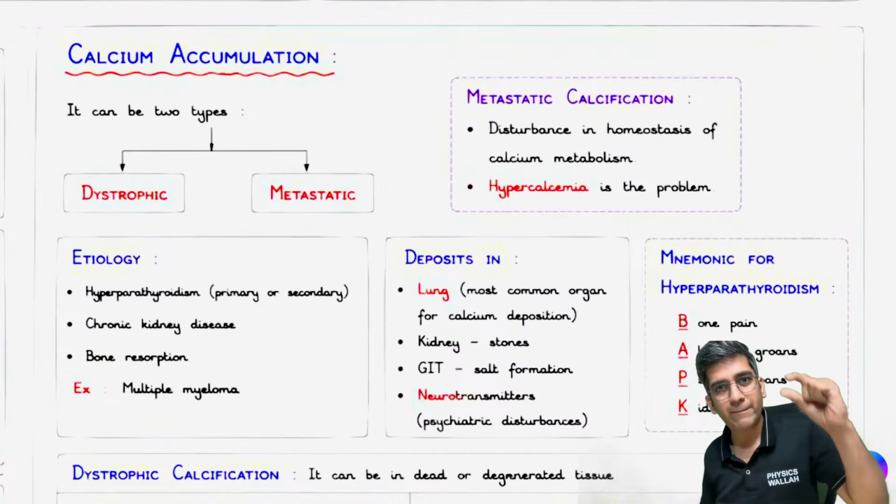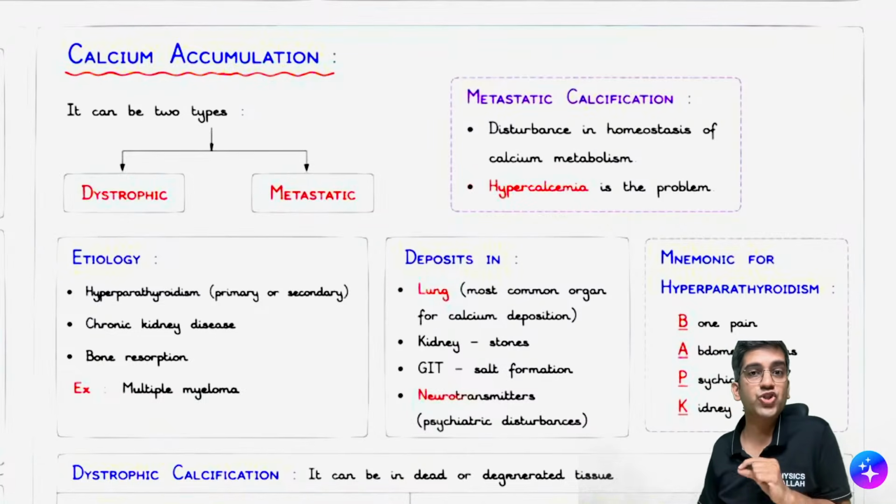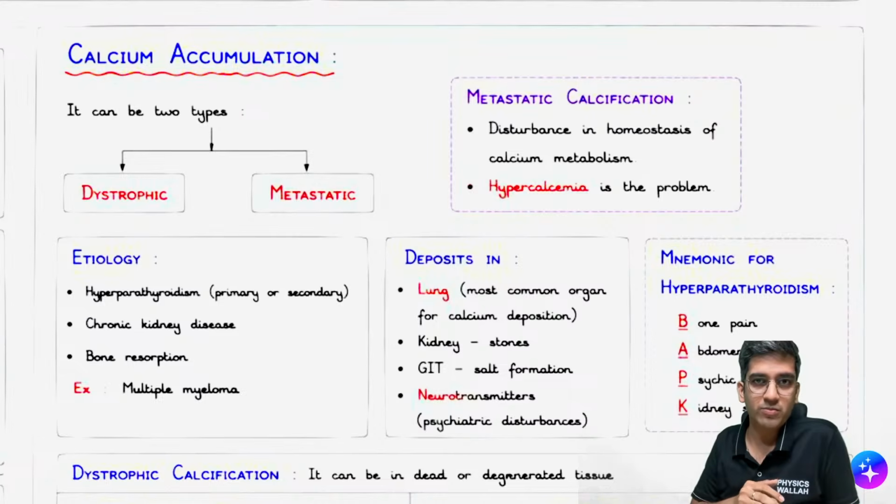I need to remember metastasis. In the same way, dystrophic. Dys means abnormal. Dysphagia, dysmenorrhea, dyspareunia, right?